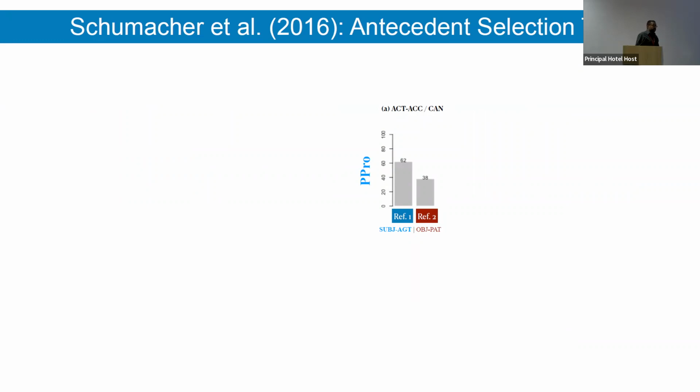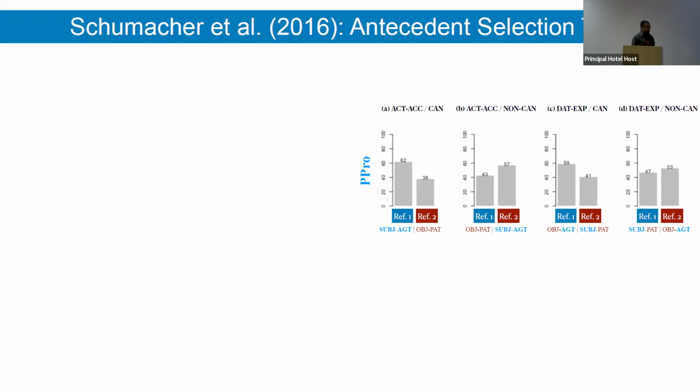And this is the data for the condition active accusative verb in canonical word order. So what you see in the bar plot is the frequency or percentages of selecting referent 1 versus referent 2, and that's for personal pronouns. Okay, so clearly there is an effect of prominence. So the subject, first mention, and agent is selected more often, around 62% of the time.